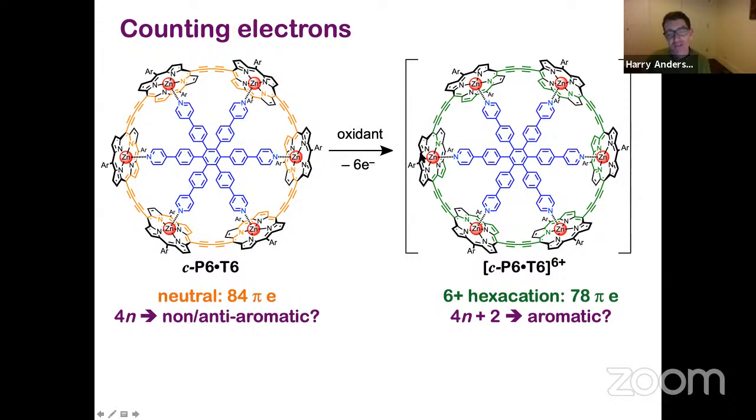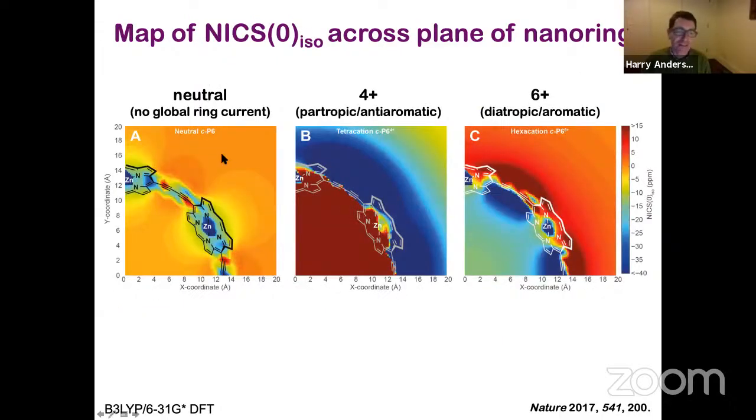And this very simple prediction from Hückel's rule turns out to be correct and is supported by high-level calculations. These are the NICS calculations, where the color reflects the NICS value. It shows that the neutral ring is non-aromatic: you get the same shielding on the inside and the outside. But the 4+ is anti-aromatic, so you get shielding outside and de-shielding inside, whereas for the 6+ you get shielding inside and de-shielding outside.